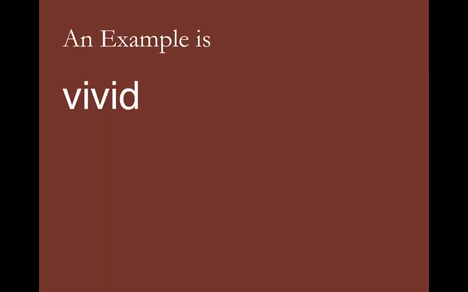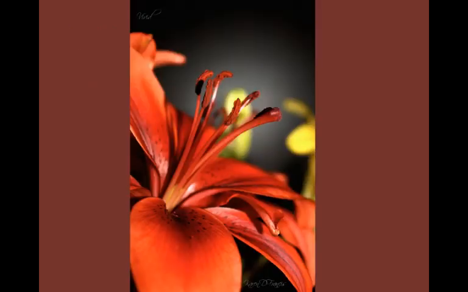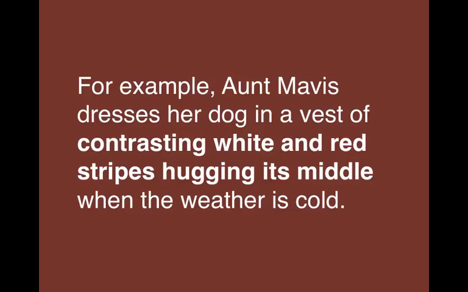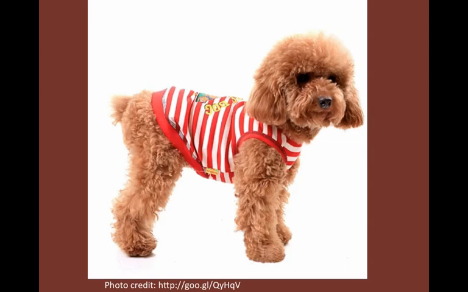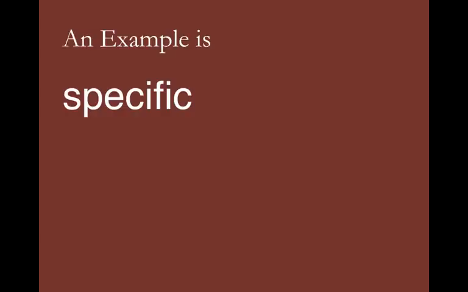An example is vivid, helps us see what we're writing about. Just as this is a vivid flower. For example, Aunt Mavis dresses her dog in a vest of contrasting white and red stripes, hugging its middle when the weather is cold. So we should be able to see the vest now. If we can't, there's a picture. And it's very much like what I described.